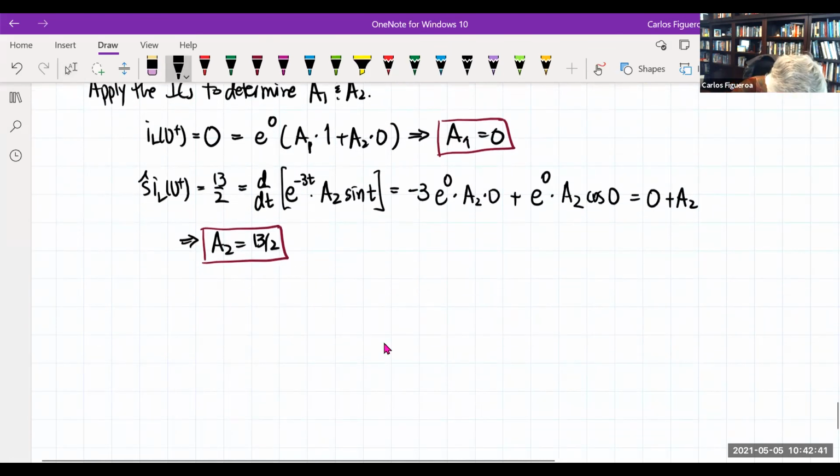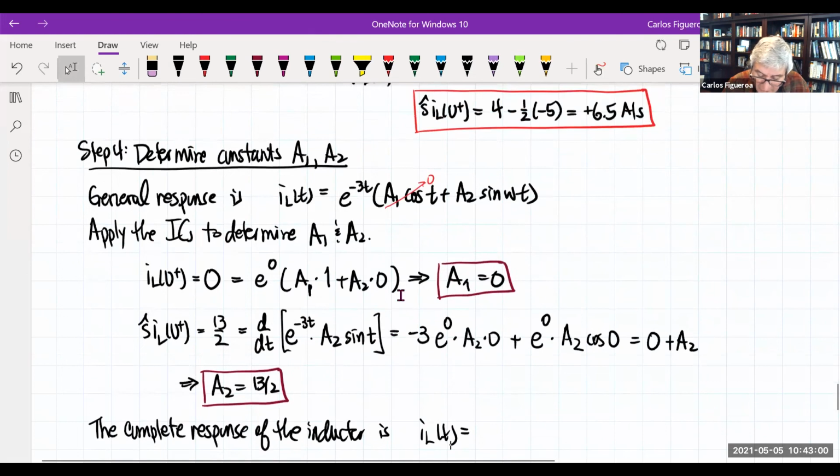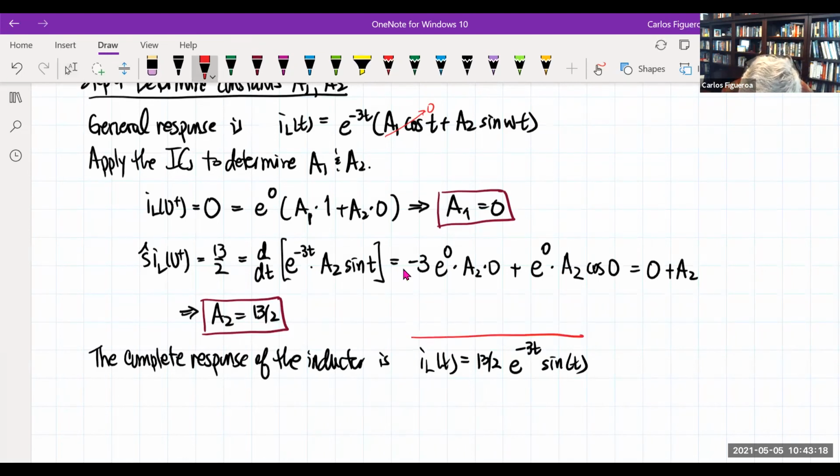This means here that the complete response of the inductor is then going to be IL of t. And if I look at this thing, A1 is gone here, so let me make sure I get this right. It should be what? 13 halves e to the minus 3t sine of t. And now I have my complete response.